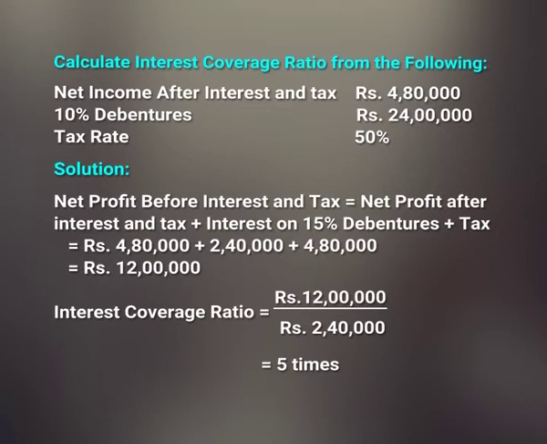Now, the solution to this question is, first of all, we have net profit before interest and tax, which is equal to net profit after interest and tax plus interest on 15% debentures plus tax, which is equal to rupees 4,80,000 plus 2,40,000 plus 4,80,000, which gives us rupees 12 lakhs. Thus, interest coverage ratio is equal to rupees 12 lakhs divided by 2,40,000, which is equal to 5 times.